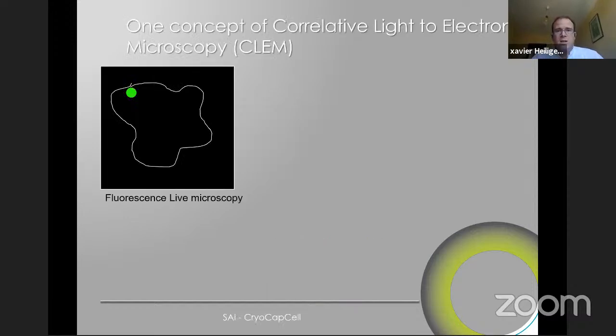One concept of correlative light and electron microscopy, and by one concept I mean it depends on your scientific question, and you've seen a very broad example from Claudio Bussi just before, is, in my case, looking at the sample alive by fluorescence light microscopy, which is dynamic, specific, and has a resolution of, let's say, 300 nanometers, not talking about the latest developments in super resolution light microscopy.